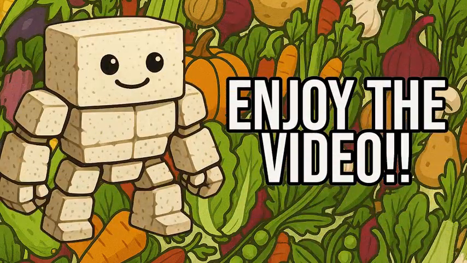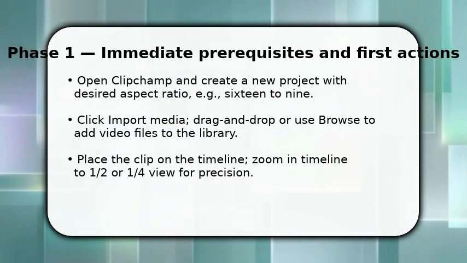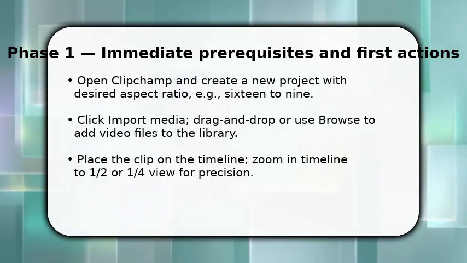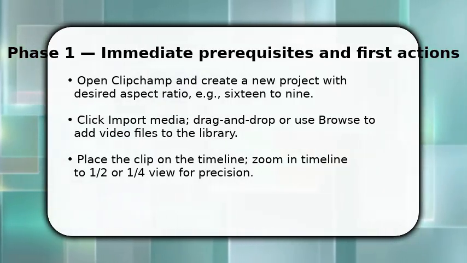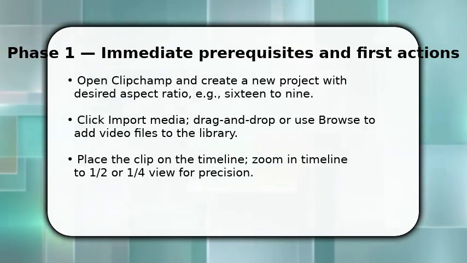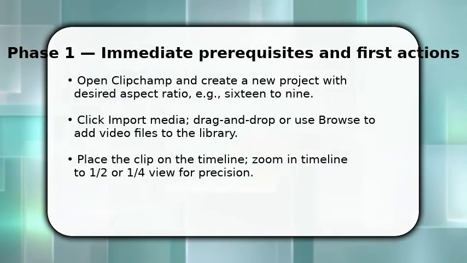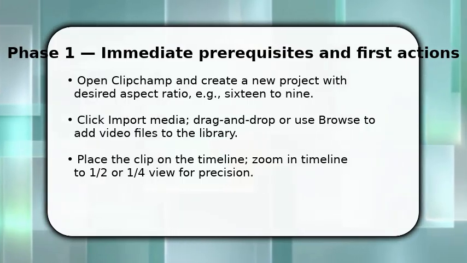Please enjoy the video. Start by opening ClipChamp and creating a project with the correct aspect ratio. You want 16:9 for most screens. Next, import your footage, drag and drop or click Browse, then place the clip on the timeline.